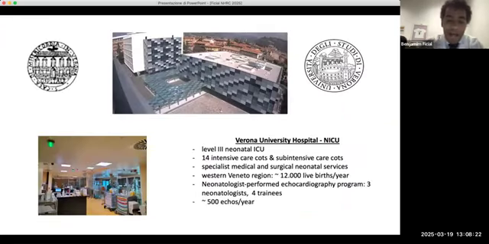neonatology. But I do work as a neonatologist in the NICU of the Verona University Hospital. It is a level 3 neonatal ICU. We provide specialist medical and surgical neonatal services to the western part of our region, Veneto, servicing over 12,000 live births annually. I lead the NPE program in my center. The team is made up of 3 neonatologists and 4 trainees, and we perform approximately 500 echoes a year.